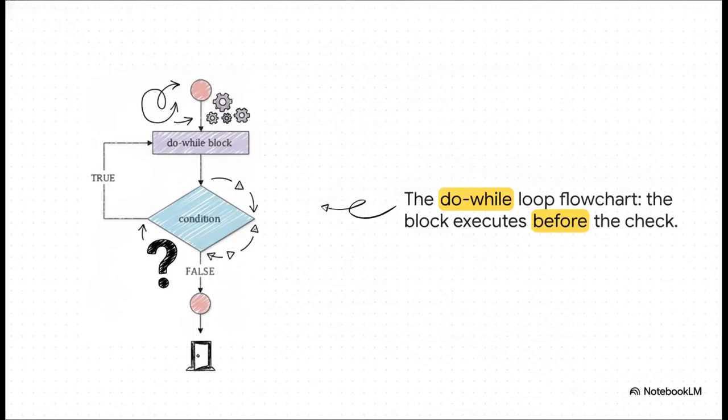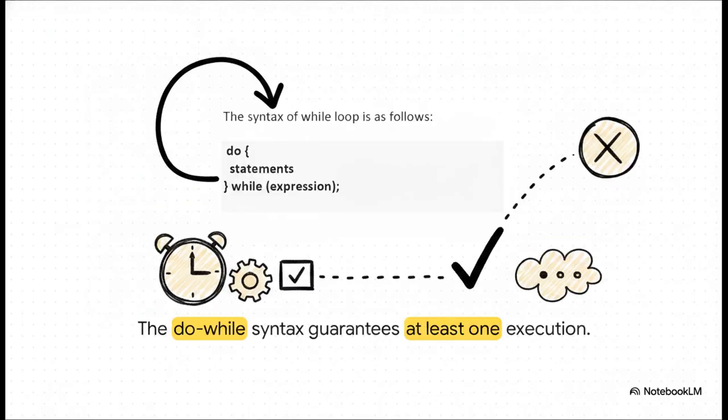Now, contrast that with the do-while loop flowchart. Check out the visual flow here. The diamond, our condition test, is now sitting all the way at the bottom. The flow dives straight into the do-while block, executes the code, and only then does it stop and ask, hey, should I do this again? Because that condition gets tested at the very end, a do-while loop guarantees that your loop body is going to execute at least once, no matter what.